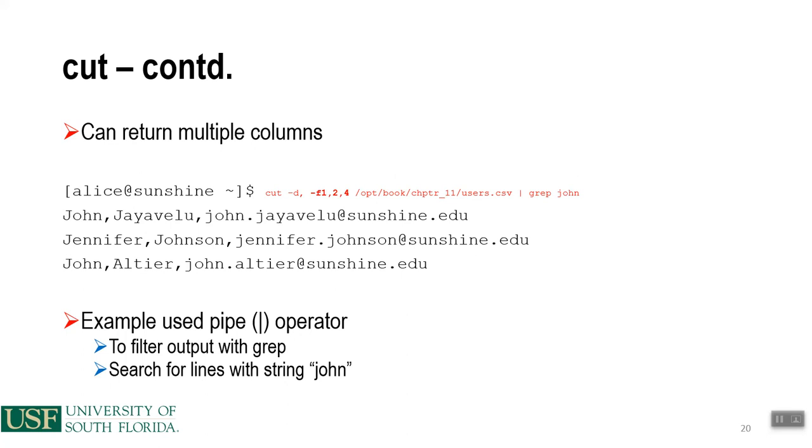So what you can do with cut is that you could actually return multiple columns as well. So cut -d, -f1,2,4. So we're actually getting the 2nd column and we're getting the 4th column as well. And then we use the pipe operator to go ahead and filter the output with grep. So we search the lines with the string John. So what we did is that once we got the columns that we were interested in, specifically the 2nd and the 4th one, we wanted to filter it a little bit further. We only wanted to look for the ones that had John in there. And then this brought up all of the records that have John in there accordingly, only with the 2nd and 4th column.